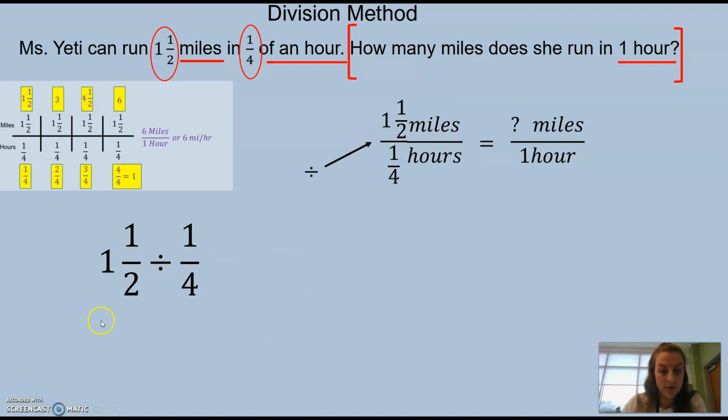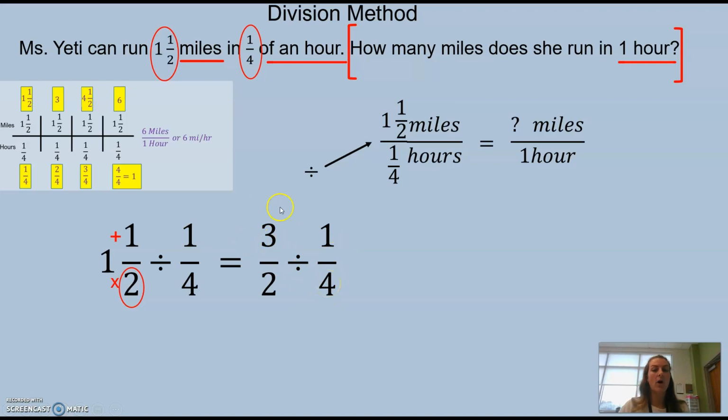Now, before we can do our division, I have to make sure everything's a fraction. In this case, our first number is a mixed number, so we're going to think times plus. Our denominator times our whole number plus our numerator. So 2 times 1 is 2, plus our numerator is 3, all over the original denominator. So we get 3 halves. And then I just rewrote the rest of the problem, divided by 1/4.